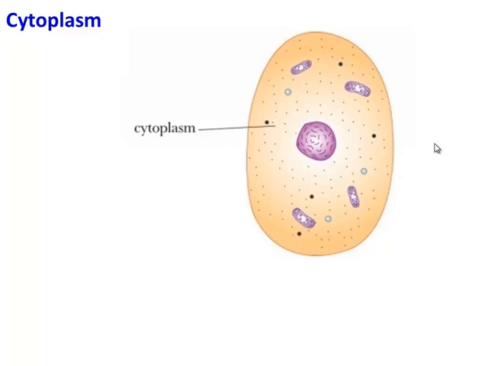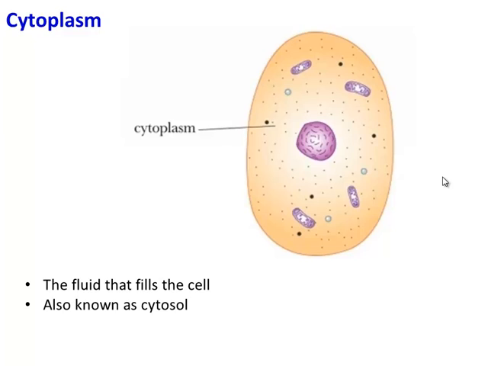So we'll start with the cytoplasm, which really isn't an organelle. It's just the fluid that fills the cell. And you might see this sometimes called the cytosol. The cytoplasm contains lots of dissolved solutes, and it has on average a molarity of 0.3.